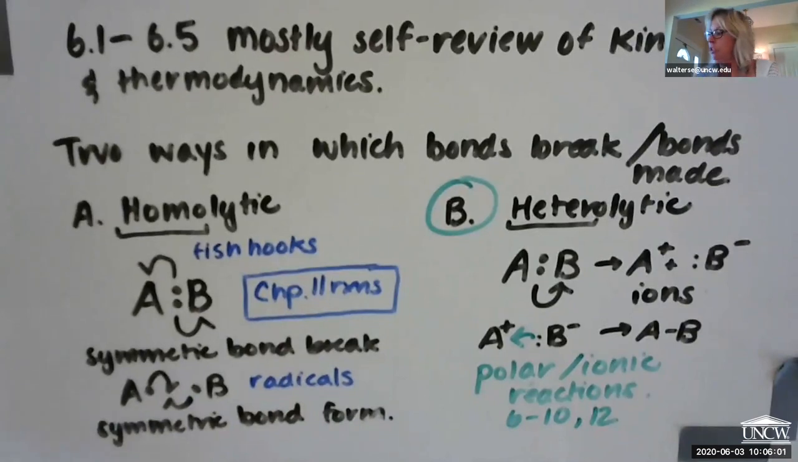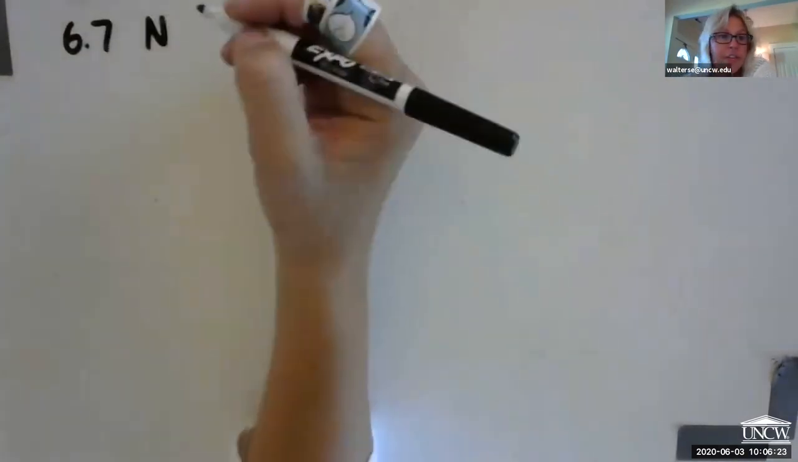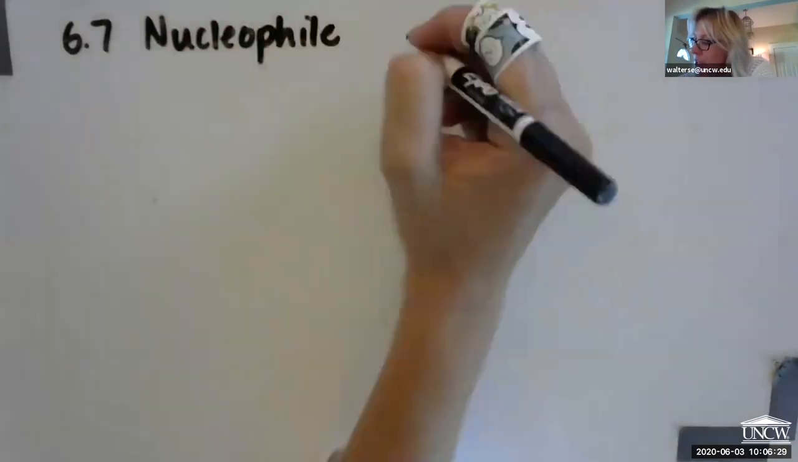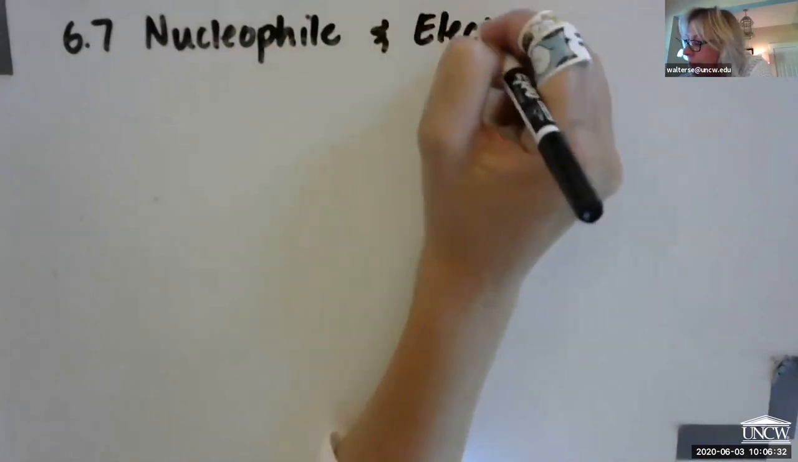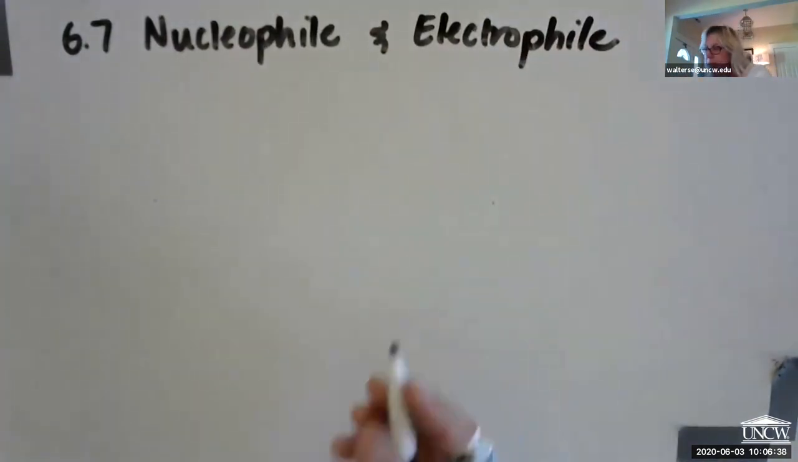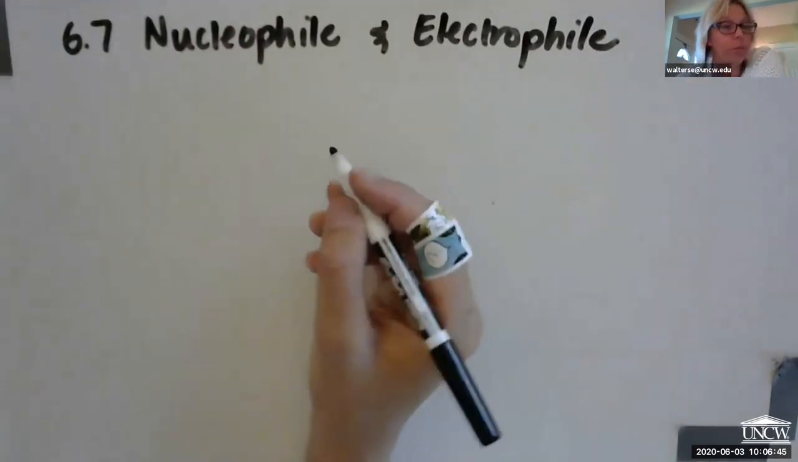All right. So we're going to take this ionic reaction and talk a little bit more about how ionic or polar reaction mechanisms work. This is jumping all the way to 6.7. We have to introduce some new terms called nucleophile and electrophile. These need to be on flashcards, because we're going to use the terminology electrophile and nucleophile to discuss our polar reaction mechanisms.